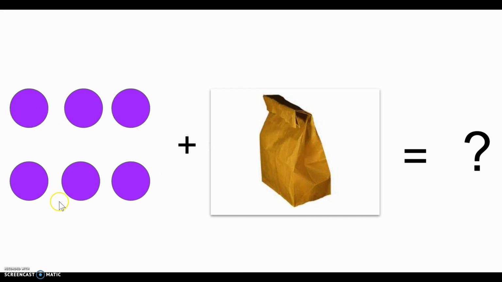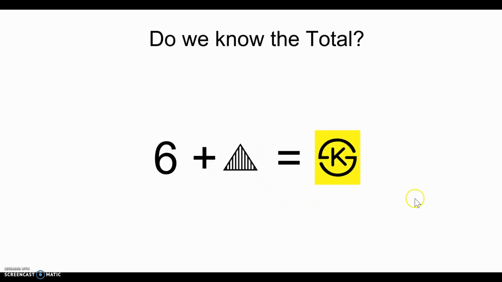This number here, the 6 circles, will not change. That is 6. What's inside the bag could change. It could range from 0 to 100 or more. We don't know what's inside the bag, so we're setting it up as a variable. And that's why we need to set up our total as a variable as well. That's why I've signified it here with the K inside this weird circle, because we don't know what the total is.